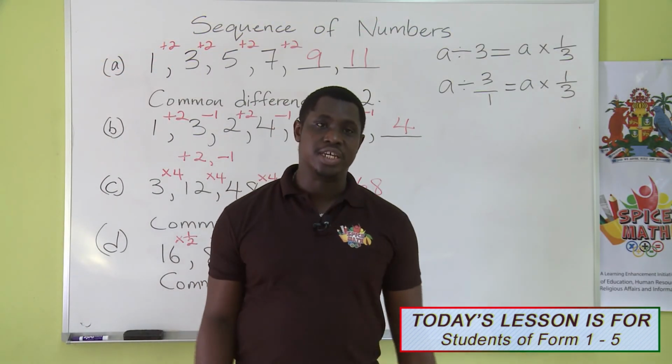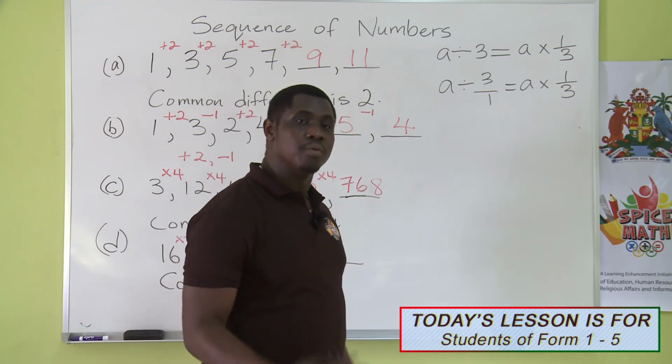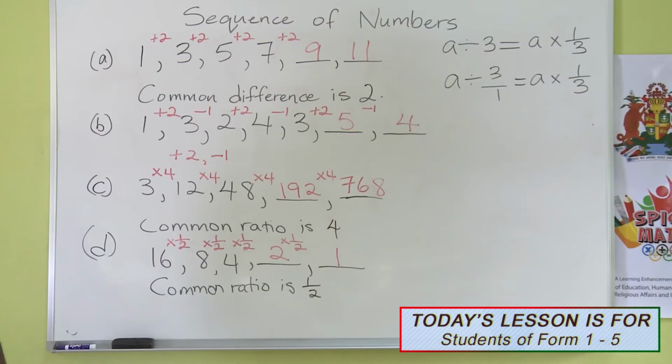So how did you do? Did you find the next two terms for each of the sequences? Compare your solution with mine. Are we on the same page? If so, again, tell your parents to make you your favorite meal for dinner tonight.